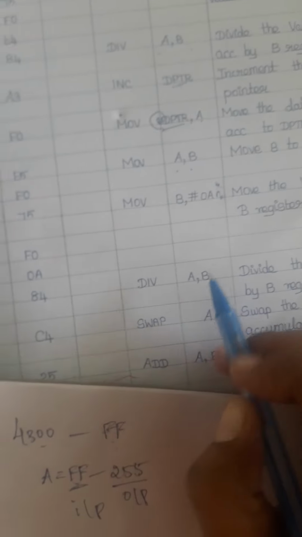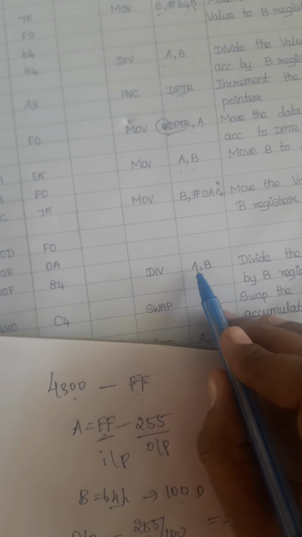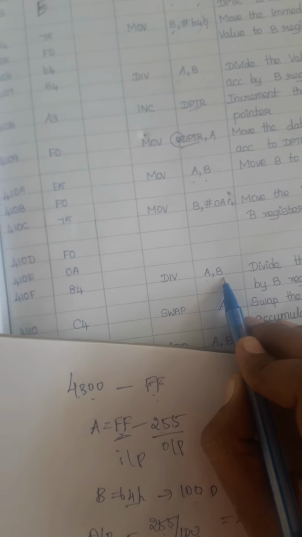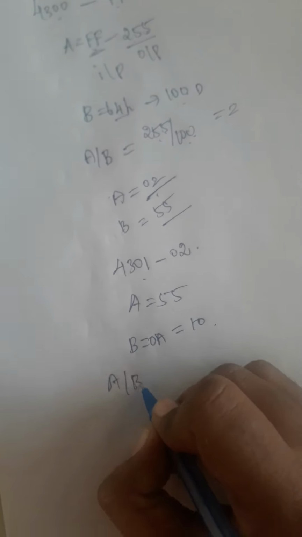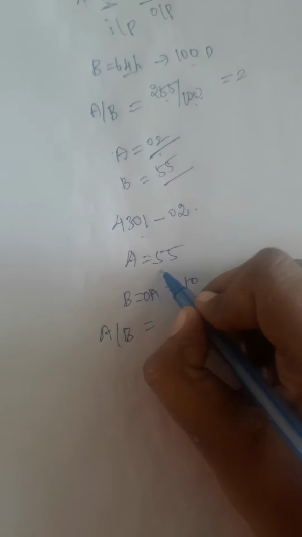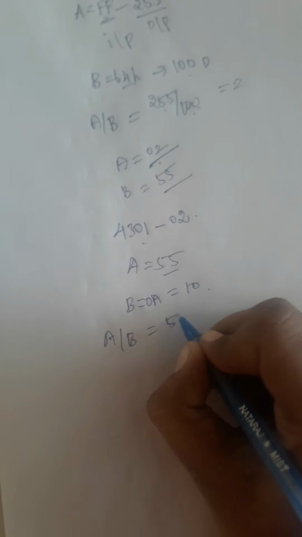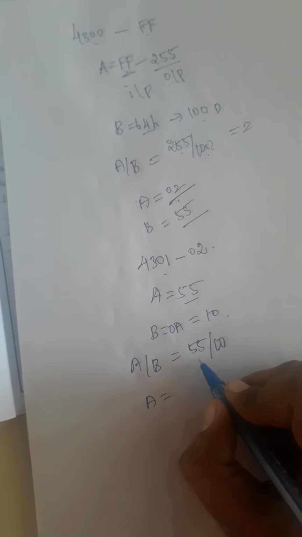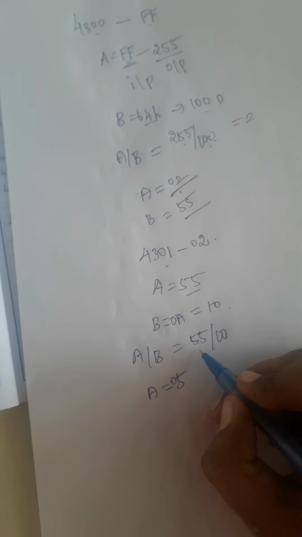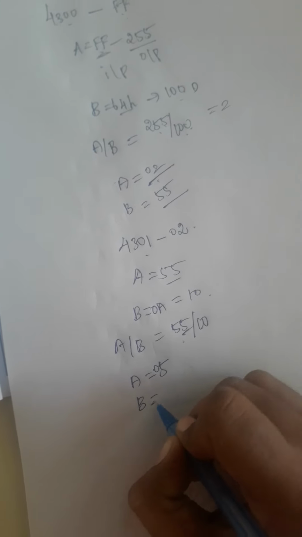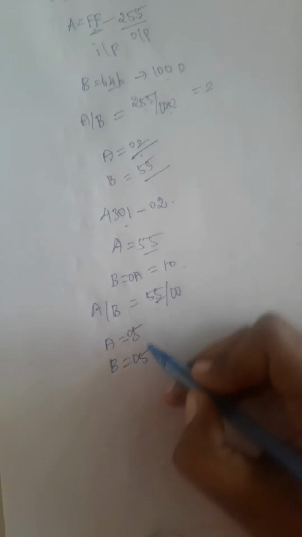Then we are dividing A and B, because A now contains 55 and B contains 10 in decimal. So 55 divided by 10. Now the accumulator contains the quotient, so 5 will be available in the accumulator and the remaining 5 will be available in the B register. So 5 is the quotient, and the remainder 5 will be available in the B register.